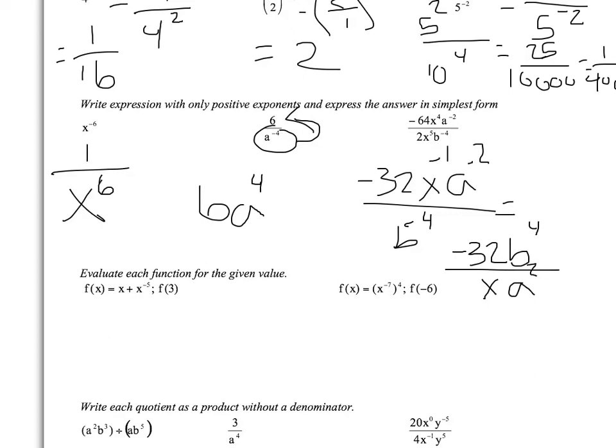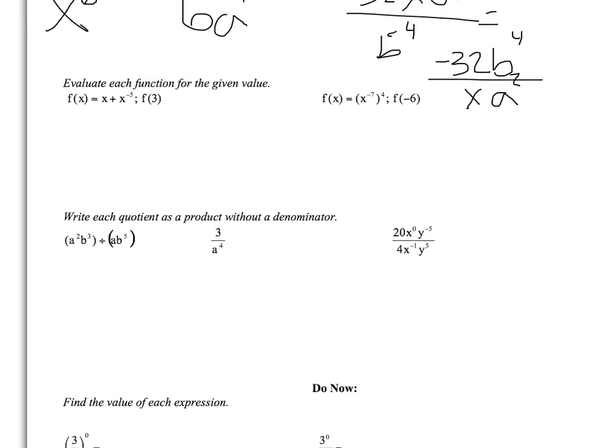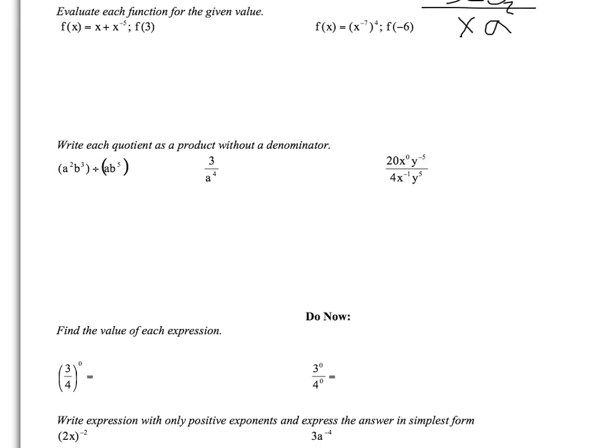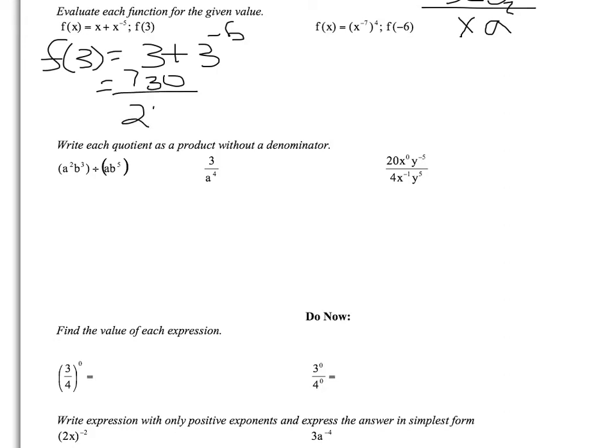The next two questions are actually pretty easy. It's just different notation than you're used to seeing. So we have f of x equals x plus x to the negative 5th. Find f of 3. Well, f of 3 is just asking you to plug a 3 in for x. And you could type that in your calculator. If you were to type it in your calculator, it'll give you a decimal. I'm going to ask you to change it to a fraction, 730 over 243.